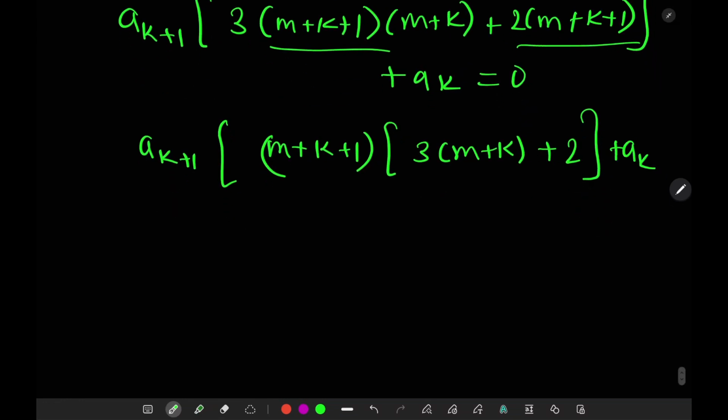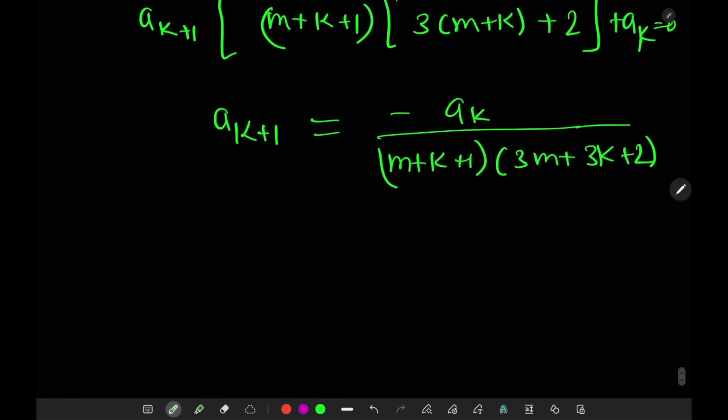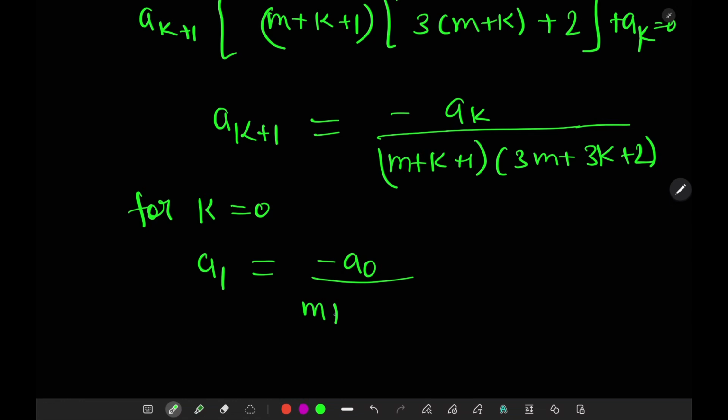Plus ak equal to 0. So we get the general equation of this. Now this is the general equation. So we can find here for k equal to 0, a1 is equal to minus a naught by m plus 1 into 3m plus 2.